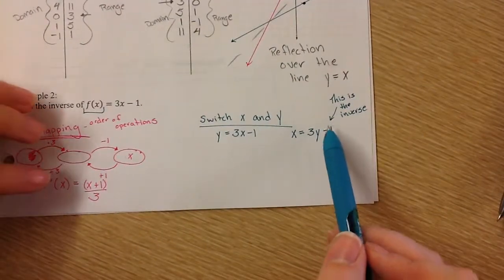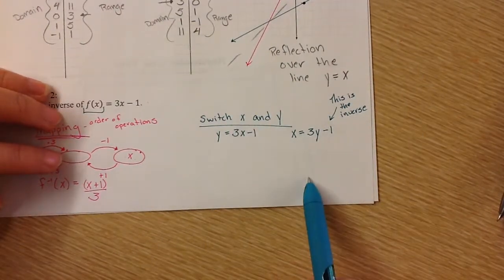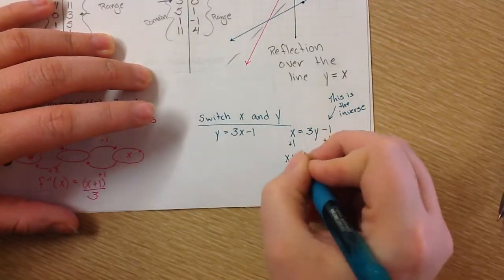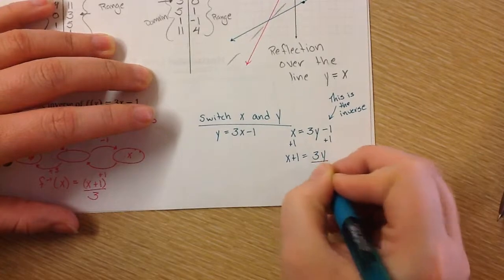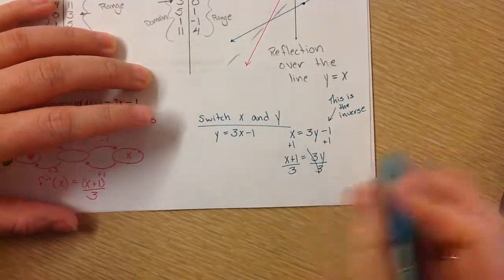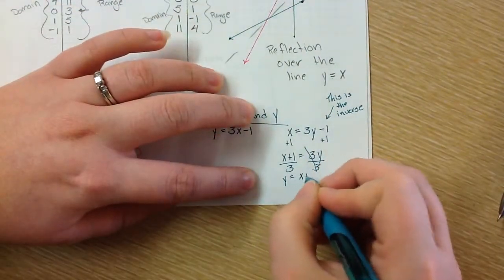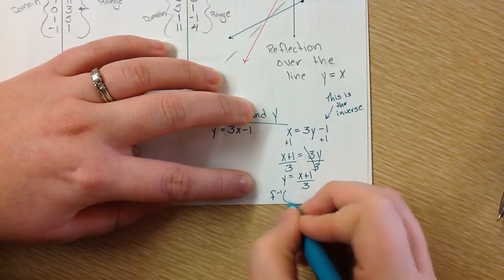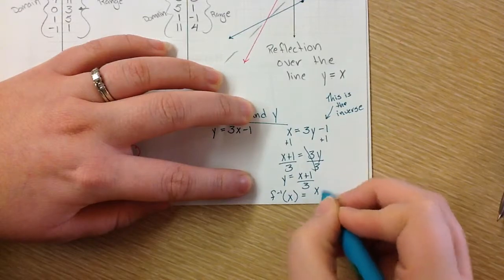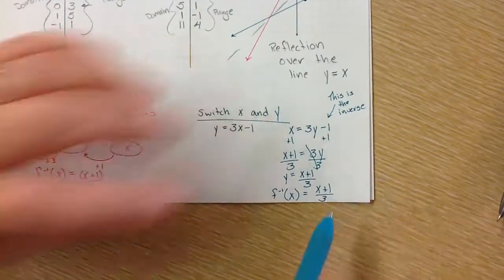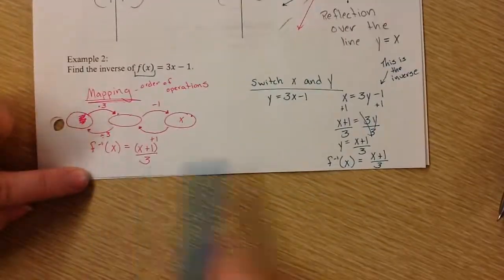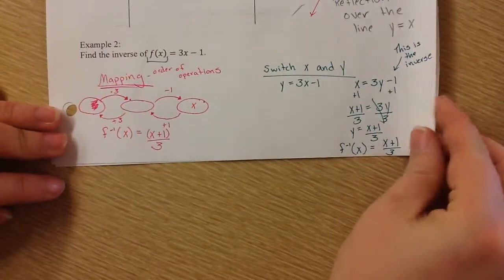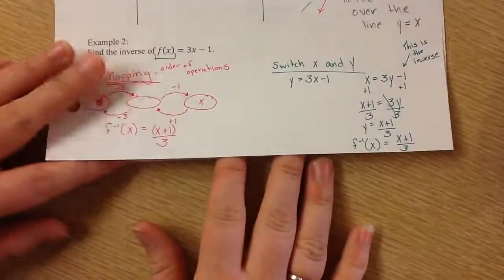So I'm going to need to get it down to a y equals. Now we just use our algebra. Let's add 1 to both sides and divide both sides by 3. So y equals x plus 1 divided by 3. Now let's write that as a function, f inverse of x equals x plus 1 all divided by 3. So if you notice, we get the same answer no matter which method we use. Okay, so there's finding inverses in a nutshell. Okay, on to part 2.